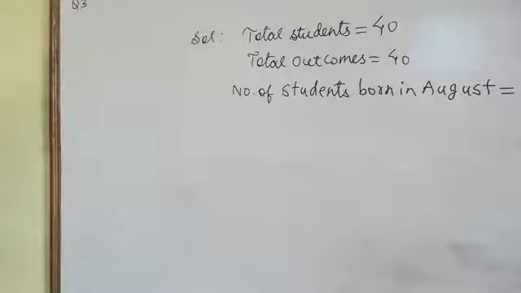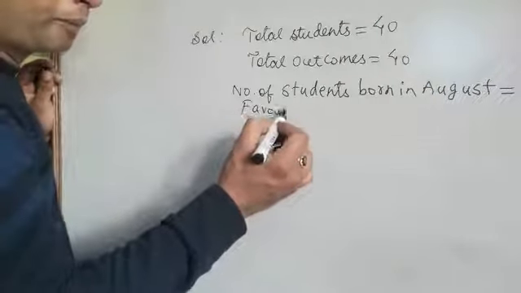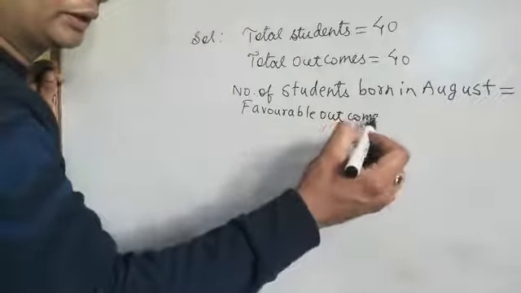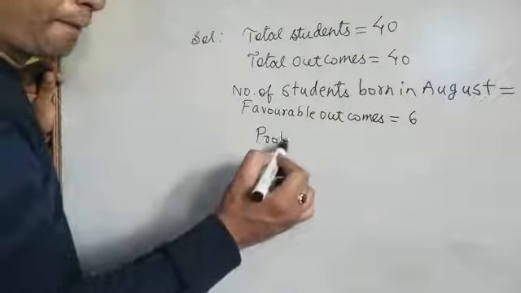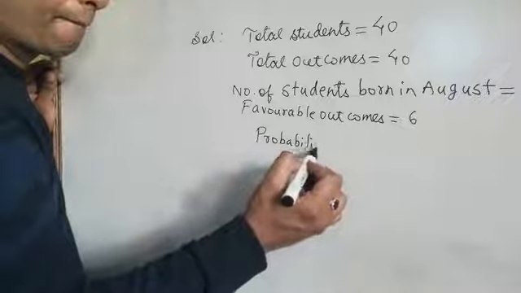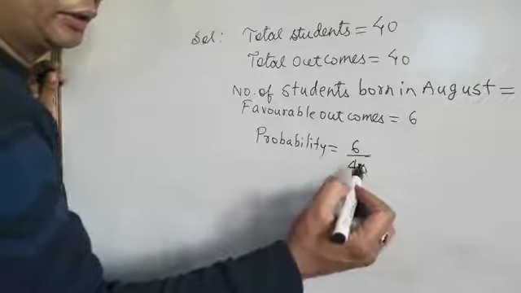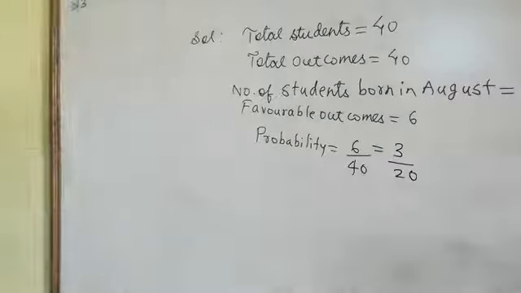So we can write here that our favorable outcome will be 6. So the probability will be 6 upon 40. By cancellation we will get 3 upon 20. 3 upon 20 is the answer.